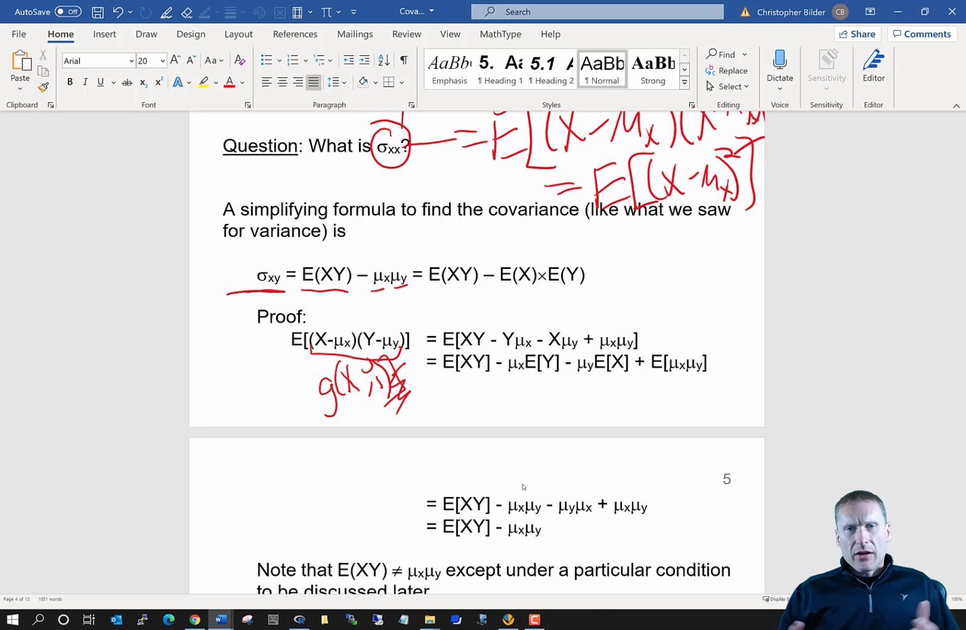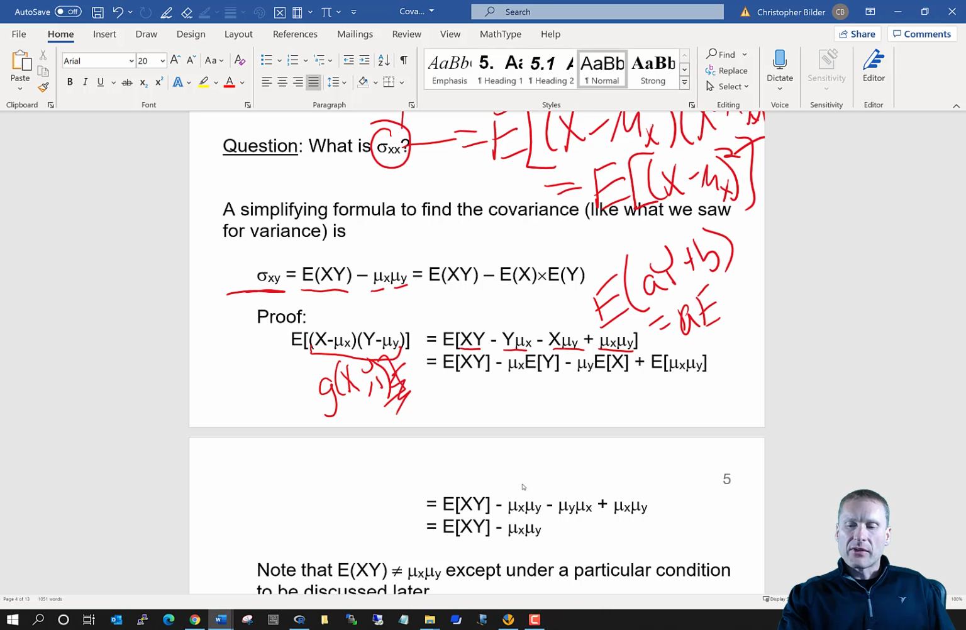And that quantity inside there, what we can do is multiply it all out. So that's what I do. We have x times y minus y times mu sub x minus x times mu sub y plus mu sub x times mu sub y. Now, similar to what we saw before when we had an expression like a times y plus b, and I wanted to find the expected value of that, where this was equal to a times expected value of y plus b. We've seen that before. We can distribute the expectation through the sum, and it all corresponds to working with the integrals.